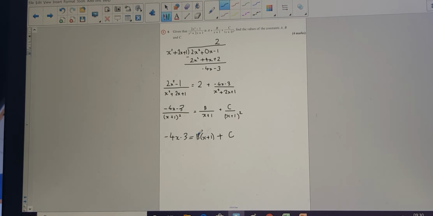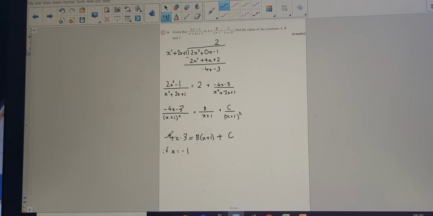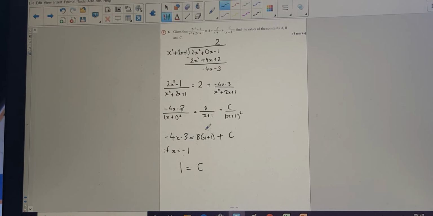So if I made x equal to -1, -4 times -1 is going to give me +4. Take away 3 will give me 1. Well, if x is equal to -1, I'll have -1 add 1, so that will cancel, and that will just give me c here. So c equals 1. Then when you have c, you could make x equal to 0 and do the other way around and work out what b is.